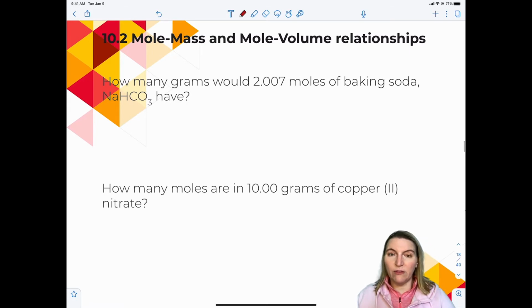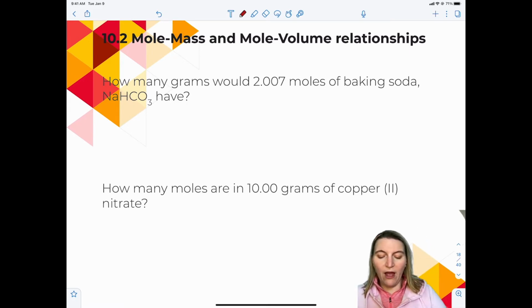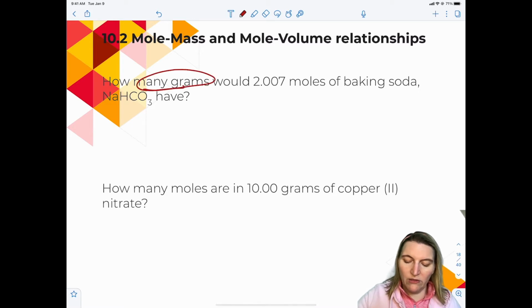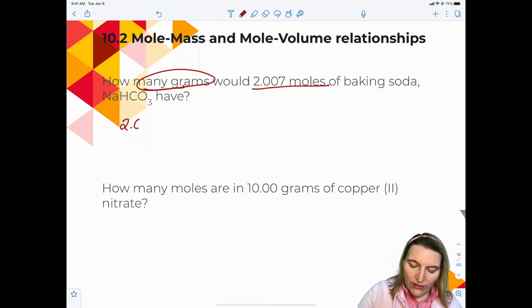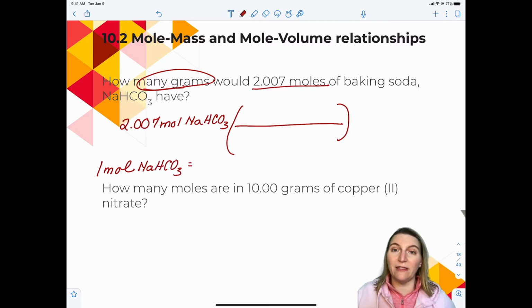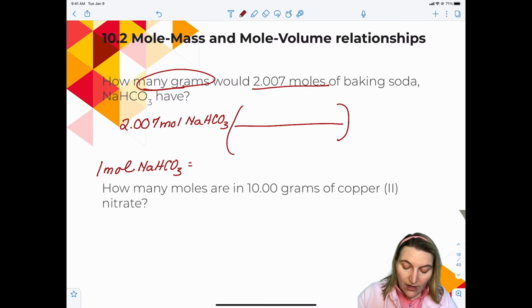Here's 2 more problems for you to try. How many grams would 2.007 moles of baking soda have? So circle the do, grams, underline the clue. 2.007 moles of baking soda. Baking soda is NaHCO3. Right? So 1 mole of baking soda. Sodium hydrogen carbonate, that's the actual chemical name of baking soda. 1 sodium, 1 hydrogen, 1 carbon, 3 oxygen.